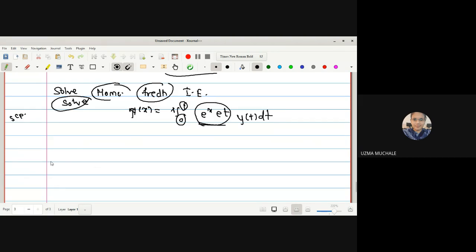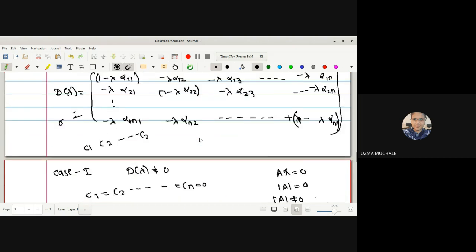So let us now find out the solution of this equation. What is our equation? y of x is equal to lambda integration 0 to 1 e raised to x, e raised to t, y of t dt. In the method, whatever we have done, we have to do the same procedure.